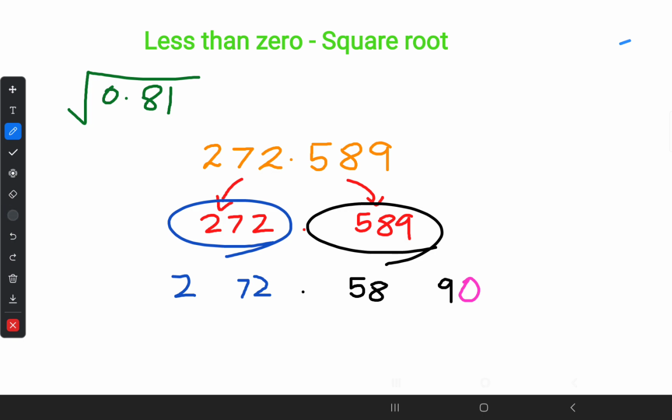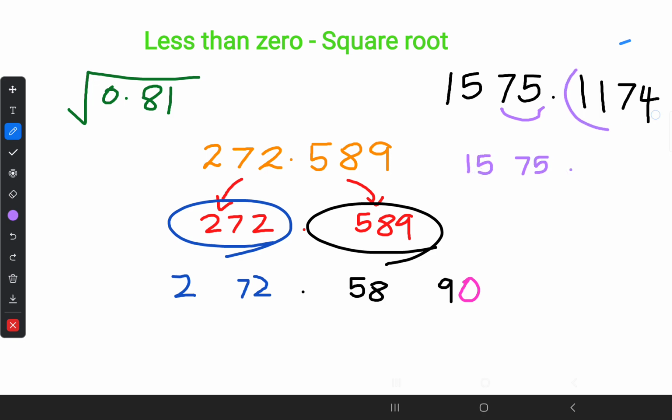Let's try another question. When I give you a number like 1575.1174, for example, first of all, let's make the integral pairing. From its last, 75 is a pair and 15 is another pair. Here is the decimal. After the decimal, the pairing pattern is from its first. So 11 is a pair and 74 is another pair. So this is the pairing method.